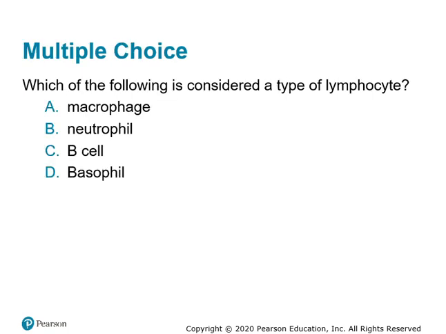What about a multiple choice question? Which of the following is considered a type of lymphocyte? Let's look at our options. We got macrophage, neutrophil, B cell, basophil. What do we think? If you said B cell, you'd be correct. Remember, a macrophage, a neutrophil, and a basophil are all different types of white blood cells, whereas a B cell is the nickname for a B lymphocyte.